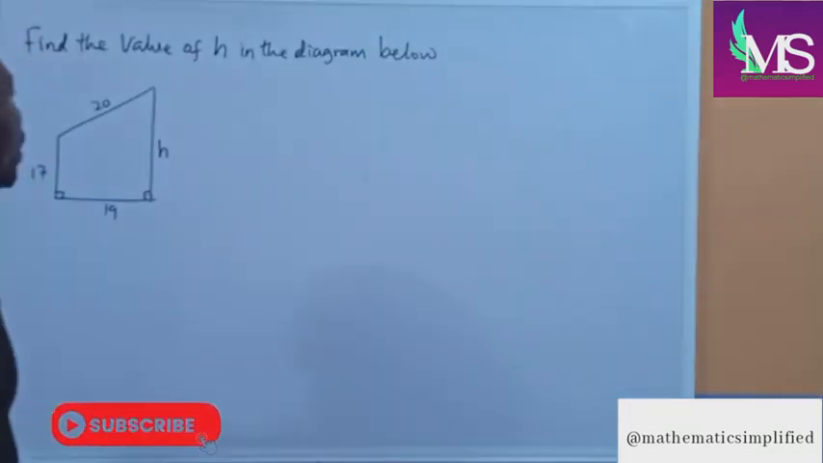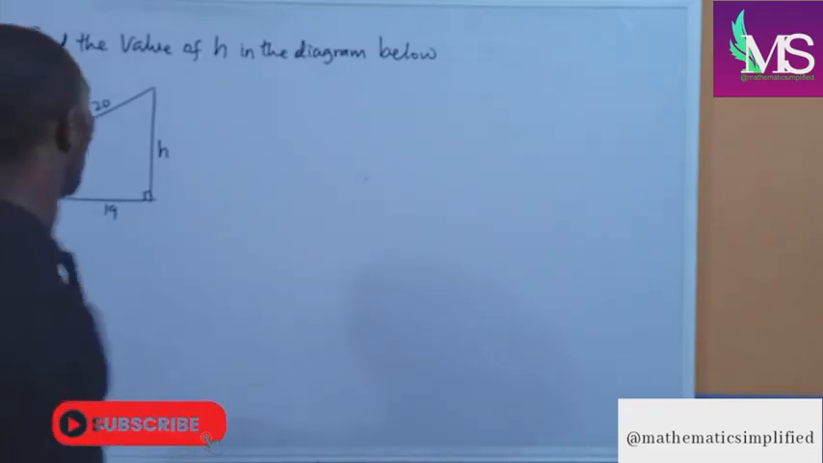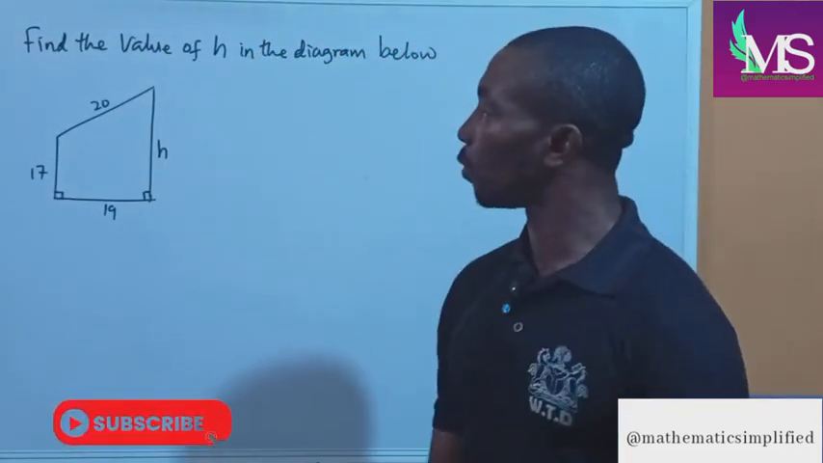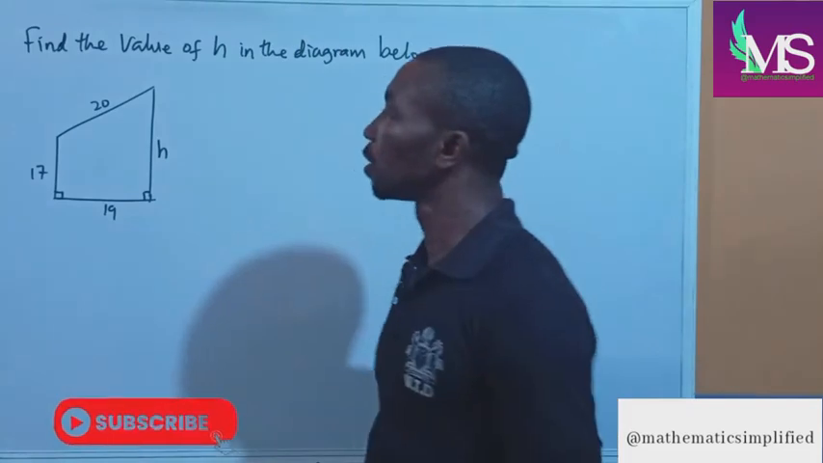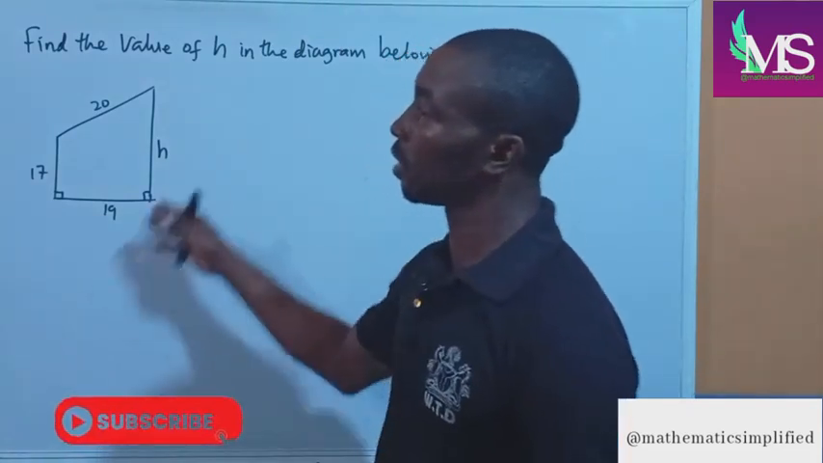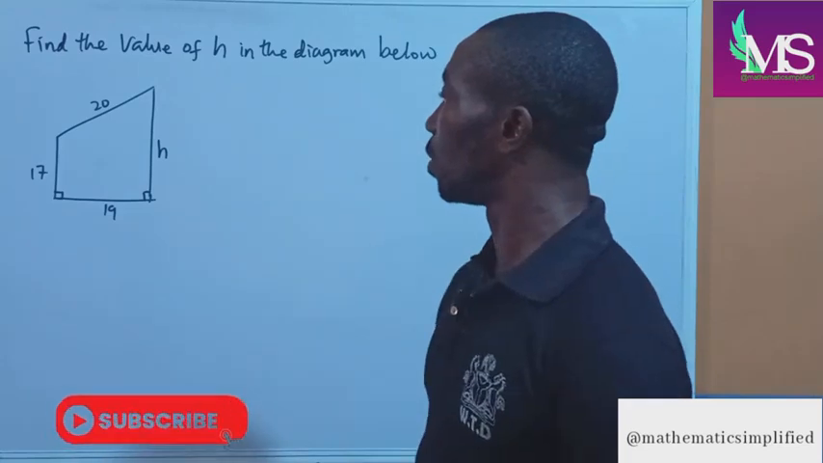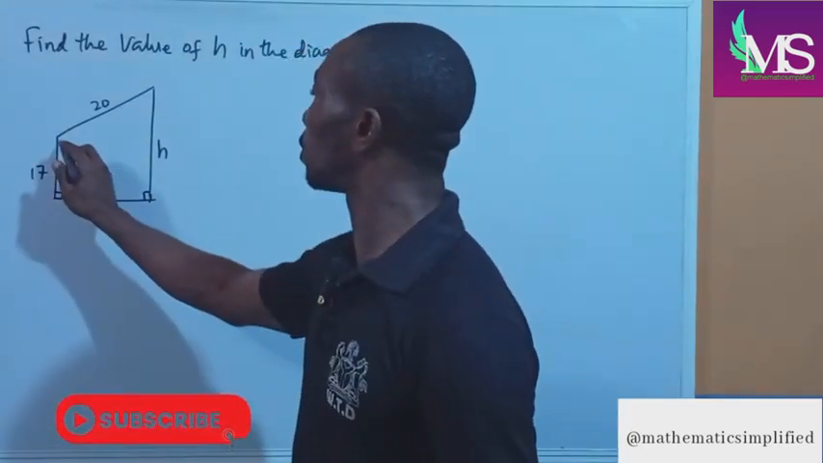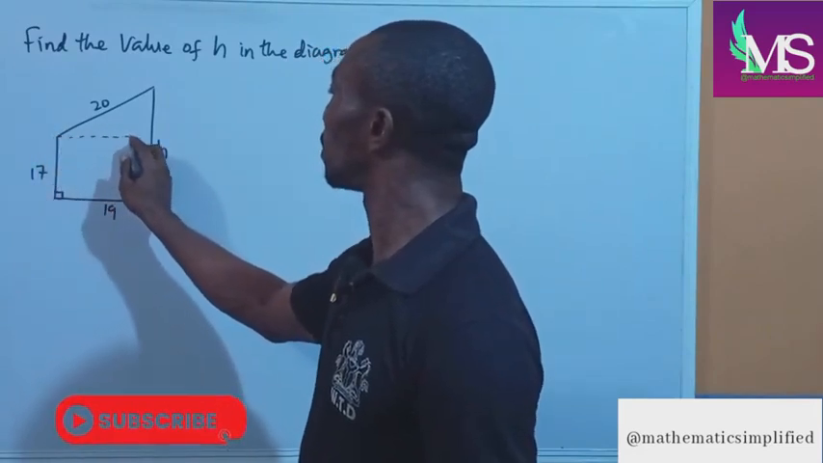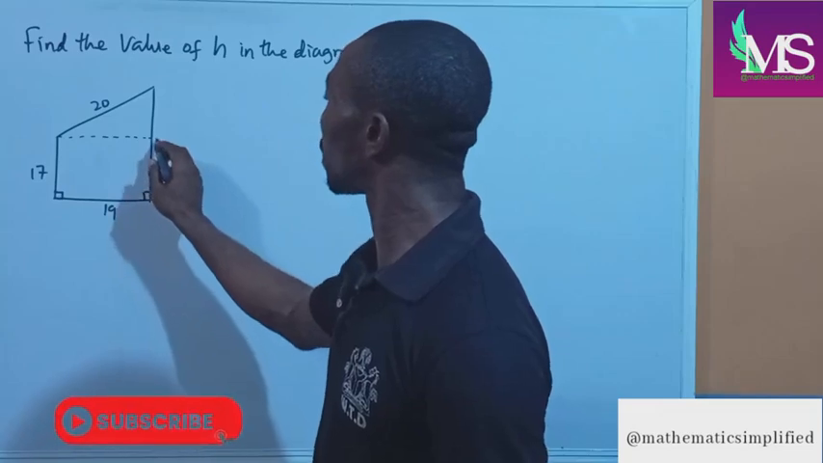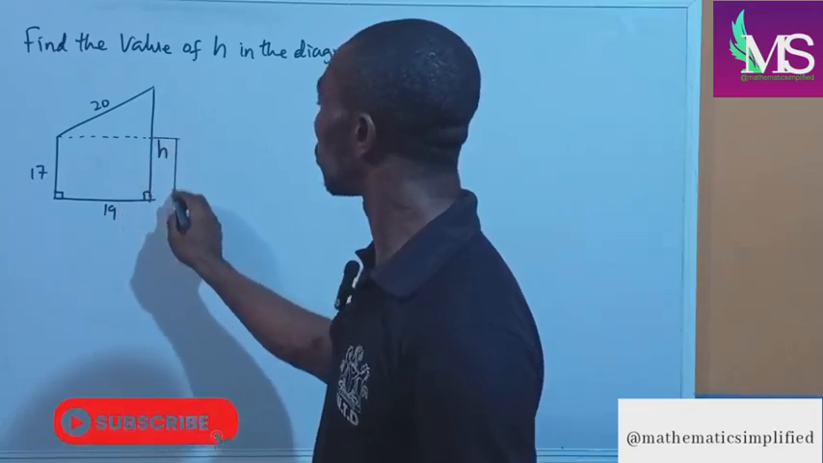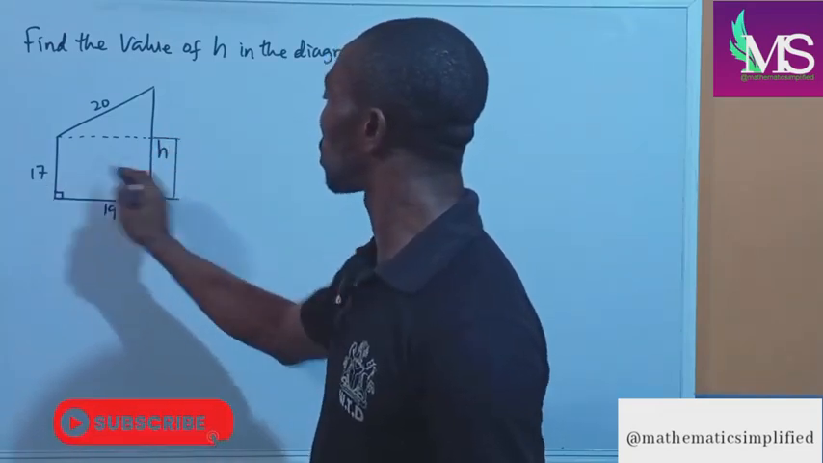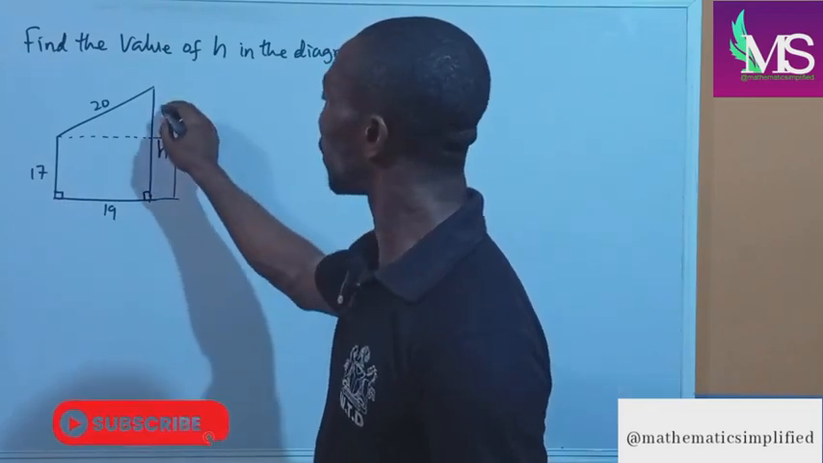Find the value of h in the diagram below. Now, in this diagram, we have to find the value of h. In order to do this, we know that this diagram is a trapezium. So for us to find h, since these are 90 degrees, we can find this. Bearing in mind that from here to here is 17, so we can find x.